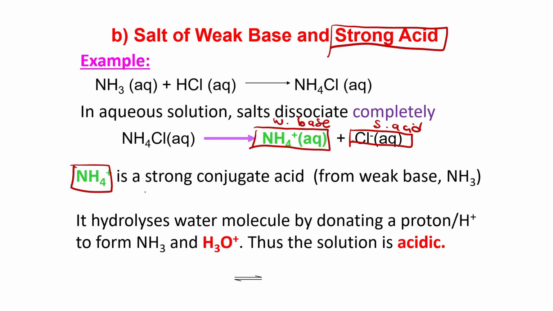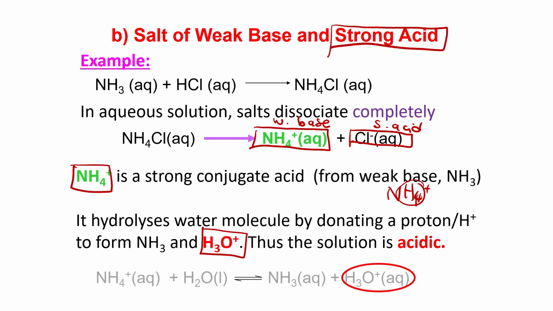NH4 plus is a strong conjugate acid because dia daripada weak base. So it hydrolyzes water molecule by donating proton daripada NH4 plus. So NH4 plus dia akan donate one hydrogen kepada water and then menghasilkan ion H3O+. Thus the solution is acidic. The ion H3O+ ini bermaksud garam kita bersifat acidic.